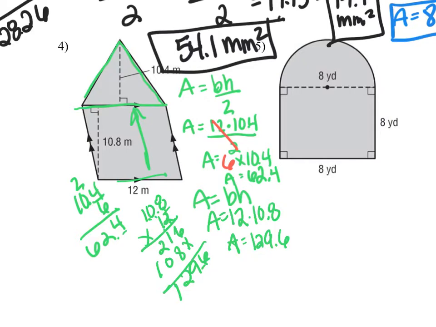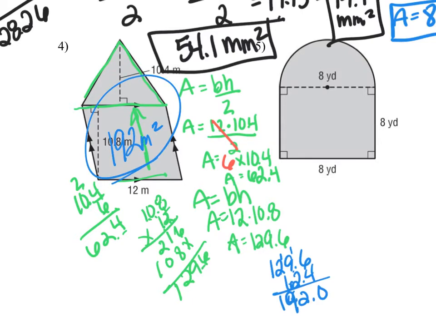Okay, so now what do we do with both of those figures? Add them up. Oh, 6, 8, 9. And I got 192 meters squared.